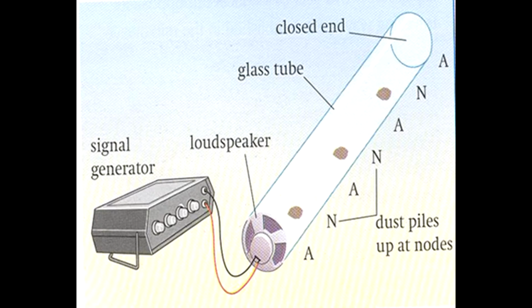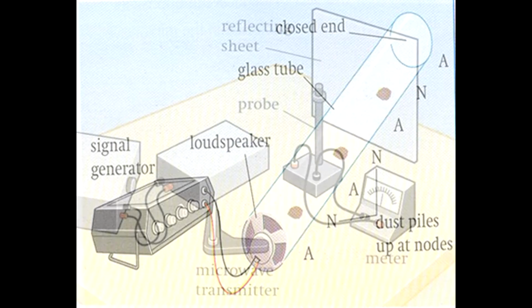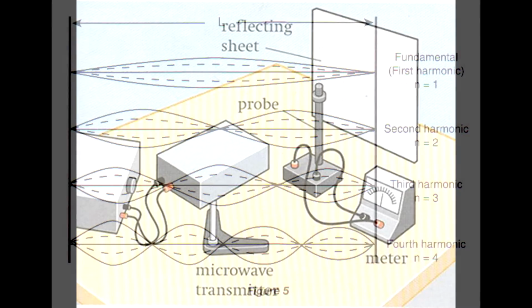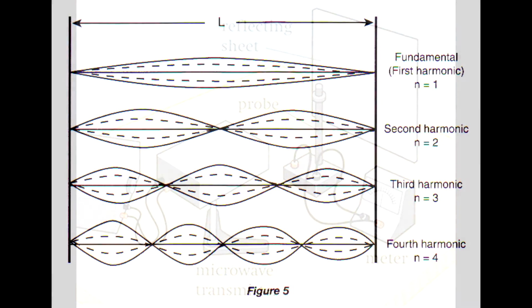If you have a glass tube and a loudspeaker, you can produce stationary waves. The powder in the glass tube produces a pattern of node to antinode. Using a microwave transmitter, you can connect a loudspeaker to a probe with a metal plate behind it, and if you move the probe, you can find out where the nodes and antinodes are based on how loud the noise is.